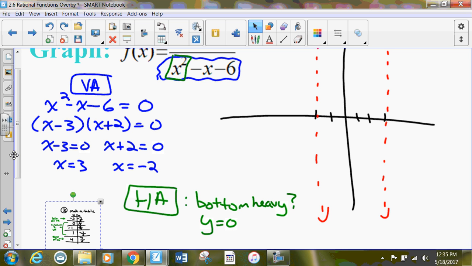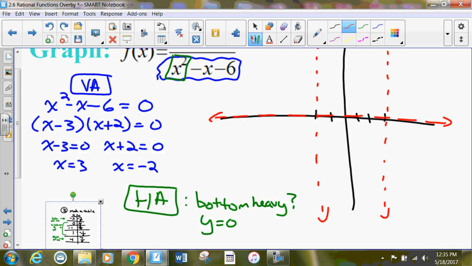But for now, we're okay with just saying there are rules, and we're going to use them to assist us in making a sketch more easily. All right, so it's bottom heavy, the function is, and that means that there's a horizontal asymptote right there on the x-axis where y is equal to 0. So we're going to go ahead and draw this.